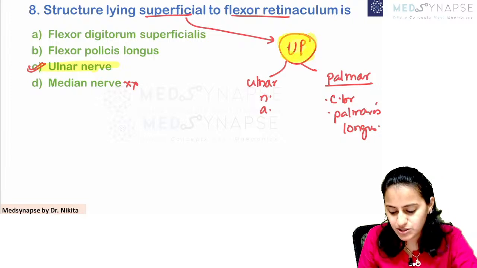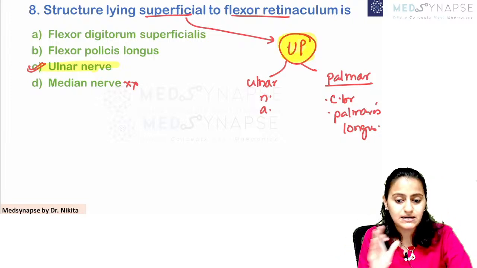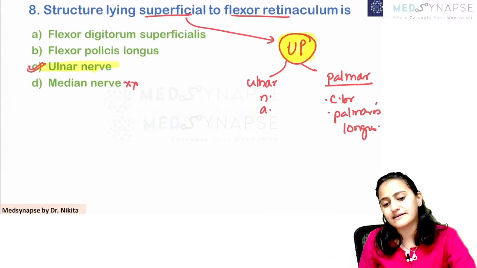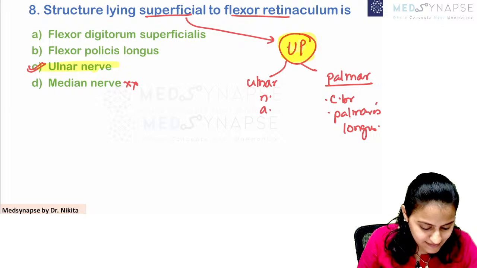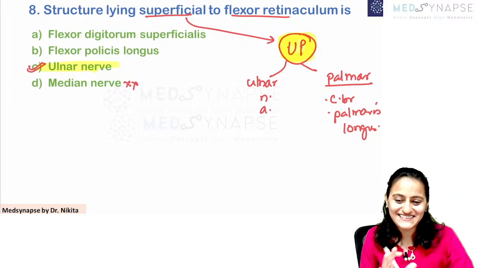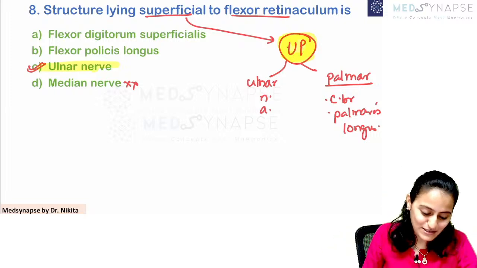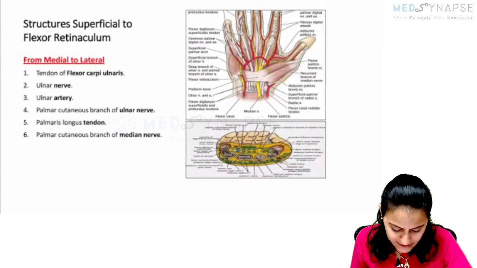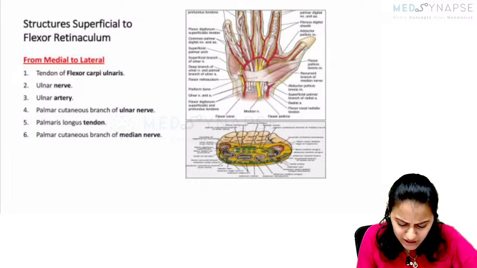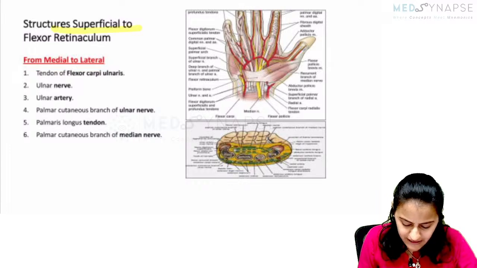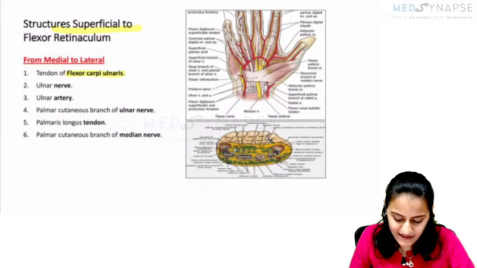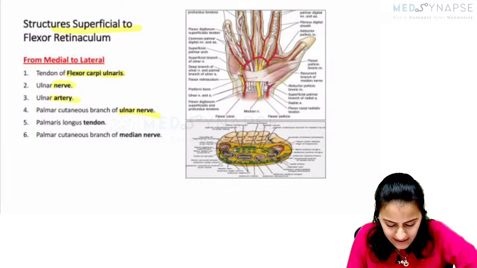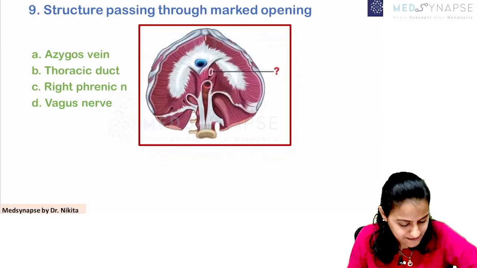So this is very easy to remember. Just remember UP, ulnar and palmar. Whatever is ulnar and whatever is palmar is up, that is superficial. Yes, this is a new mnemonic. So Naveen, like I said, you are going to learn some new mnemonics also. Going to the next one. So these are the structures superficial. Some books also mention the tendon of flexor carpi ulnaris. The rest is ulnar, palmar, this is what you see.